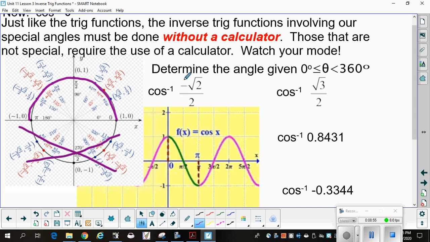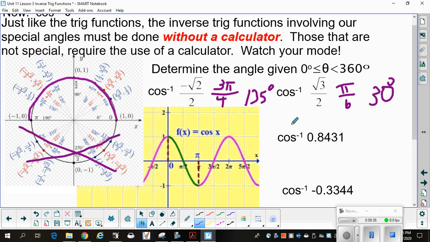The inverse cosine of negative root 2 over 2, that's going to be 3 pi over 4. Does it also equal 5 pi over 4? Of course it does, but not as a function. Now, if I want it in degrees, then 3 pi over 4, I have to remember, is 135 degrees. I'm really going to ask you just in radians. The inverse cosine of root 3 over 2 is pi over 6, or 30 degrees.